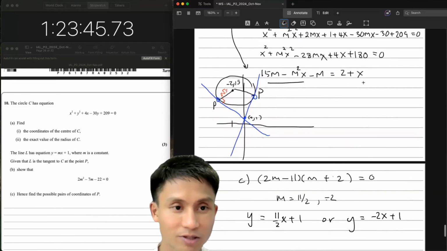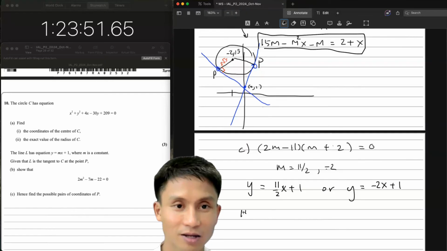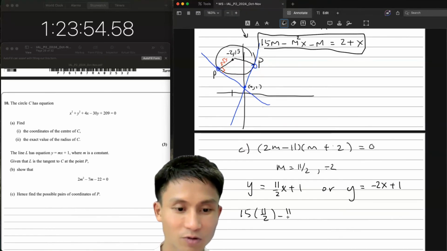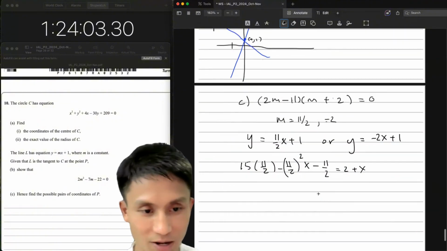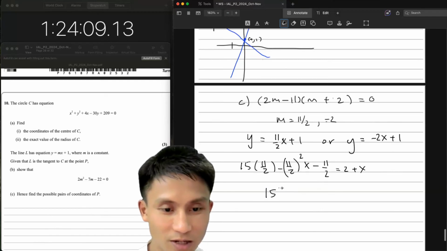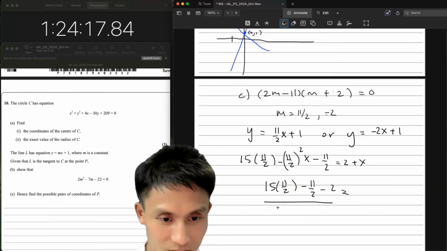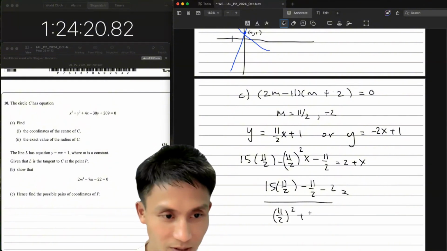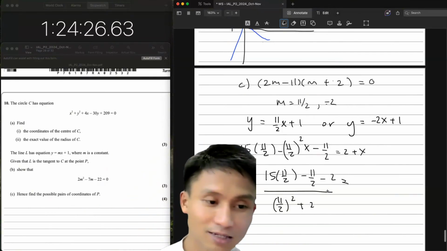Okay, I think I'm going to plug m into here and so forth. Yeah, so I can use this one. So m is 11 over 2, minus 11 over 2 squared, x minus 11 over 2 equals 2 plus x. We can solve for x, right? I'm going to be quick here because I'm out of time. So 15, 11 over 2 minus 11 over 2, minus 2 on the right. I move x to the other side. If I sum up the coefficients here, I get 11 over 2 squared and plus 2 moving down. Wait, hang on. Yeah, factorizing x out, I get that.